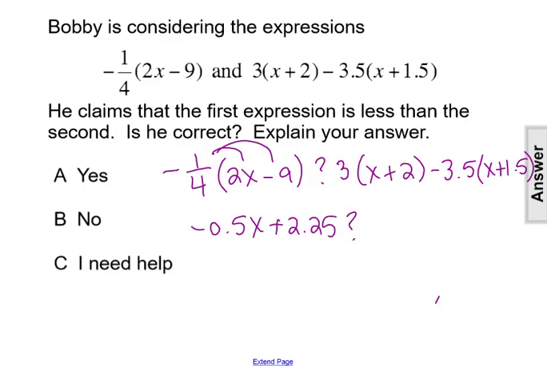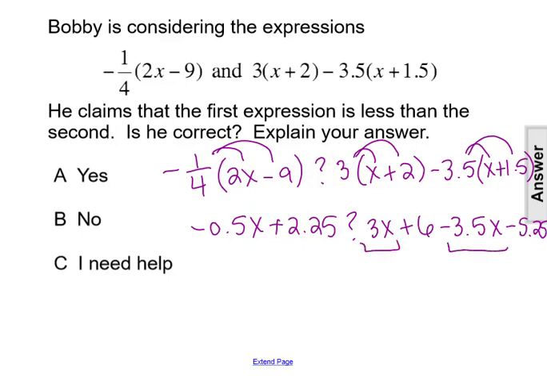Now, if we compare that to the expression on the right, we need to simplify that by distributing twice. We have to do first 3 times x and 3 times 2. So that's 3x plus 6. And then we need to distribute the negative 3.5, so that'll be negative 3.5x minus 3.5 times 1.5 is negative 5.25. We can then combine like terms of 3x minus 3.5x.